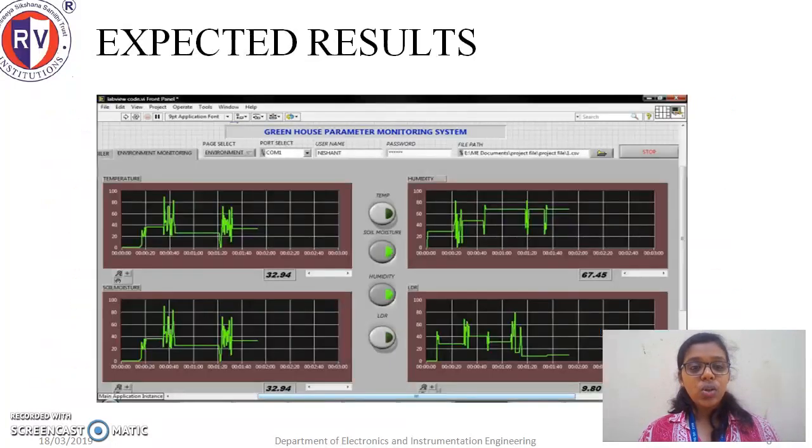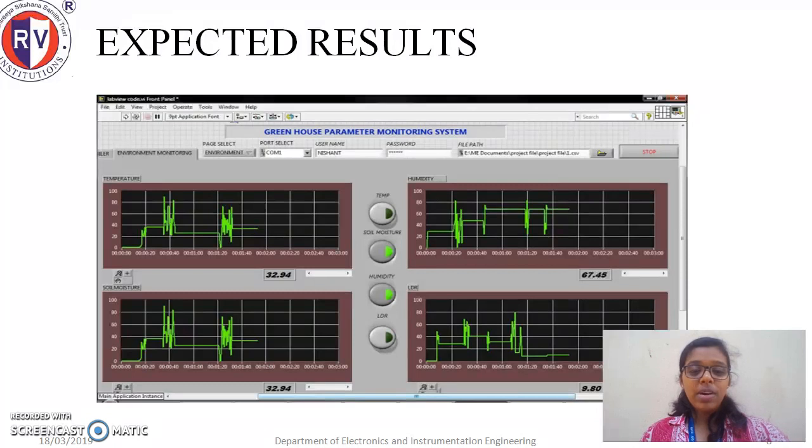This slide shows the expected result. What type of result are we getting in this project? As we are using LabVIEW to implement the block diagram, in LabVIEW we have the front panel. We are using graphs to represent the temperature, humidity, soil moisture and light intensity. The front panel for monitoring and measurement of the greenhouse parameters, temperature, humidity, soil moisture and light intensity, is presented.